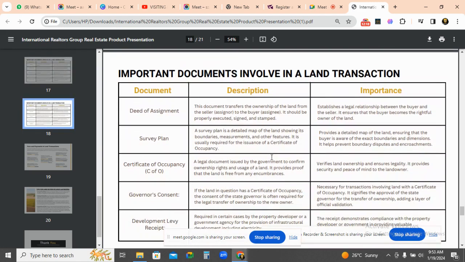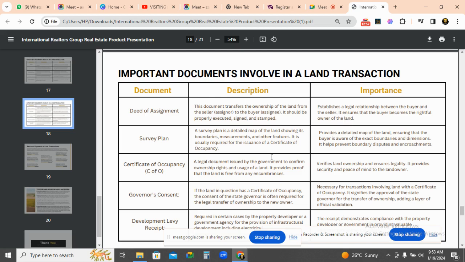Then we have deed of assignment. Everybody, now this is one of the most important documents, extremely important, and a lot of people make mistakes in regard to this. So, what is deed of assignment? Deed of assignment is the document that transfers ownership of the land from the seller to the buyer. C of O doesn't transfer ownership. It is deed of assignment. If you don't have deed of assignment, you are on your own. Deed of assignment is very, very important. You can't even do a C of O without deed of assignment in the first place. But some people don't understand this. This is something we ought to talk more about, but because of time, we won't talk about it.